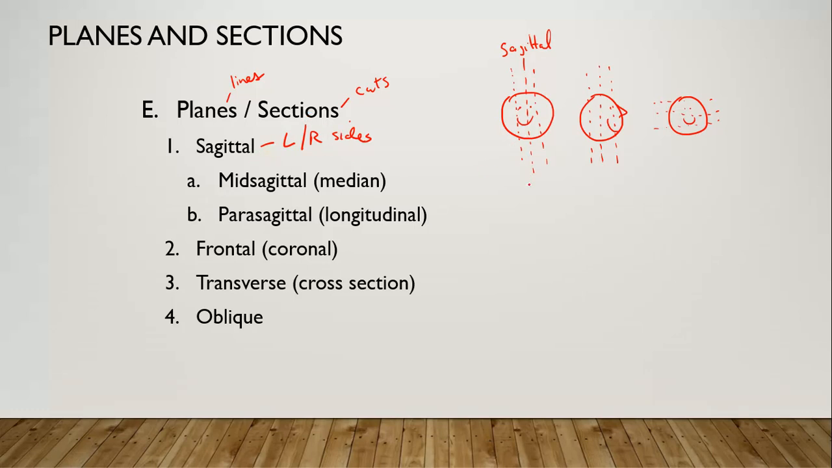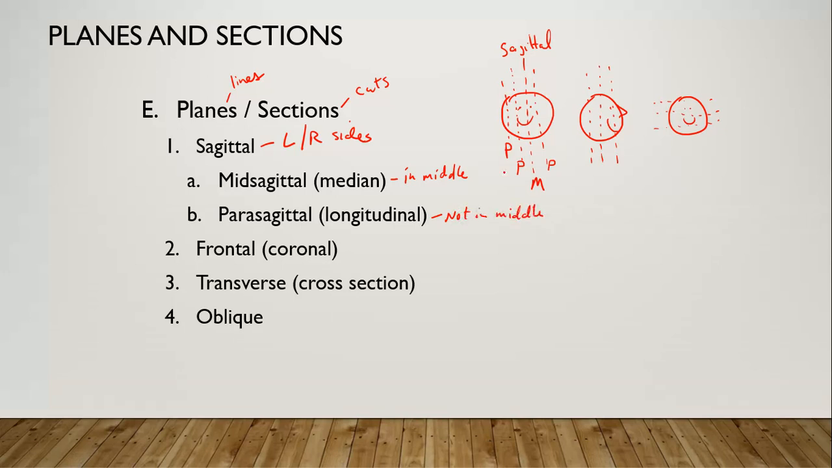Now, one of these goes through the very middle, and that is called mid-sagittal, okay? And it's perfectly in the middle, okay? And so it would create two perfectly matched sides. Any one of these on the sides off from that are parasagittal. So we can draw another one here. It's parasagittal. And these are not in the middle.